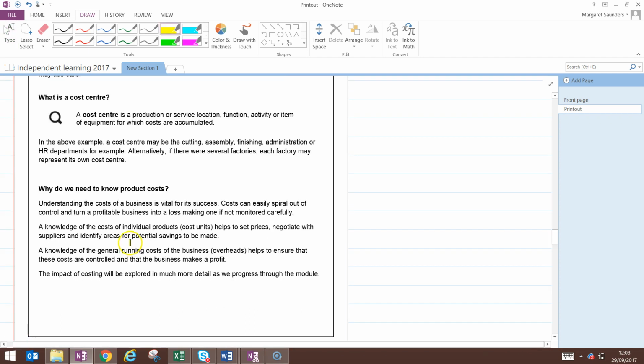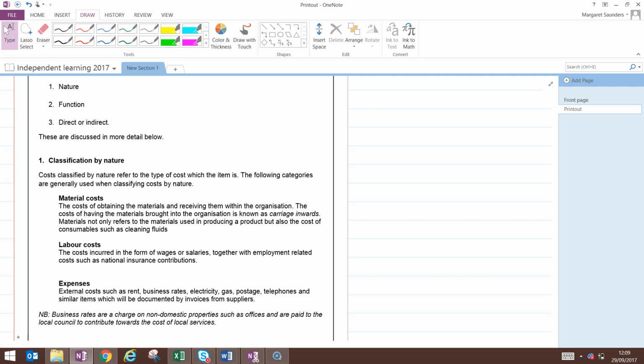Now, if we know how much it costs to produce individual products, so cost units, then that allows us to set the prices of those products, to negotiate with suppliers and identify areas for savings to be made. If we have a knowledge of the running costs of the business, so their overheads for particular departments, so in other words cost centres, then it helps us to control those costs and consequently help us ensure the business makes a profit.